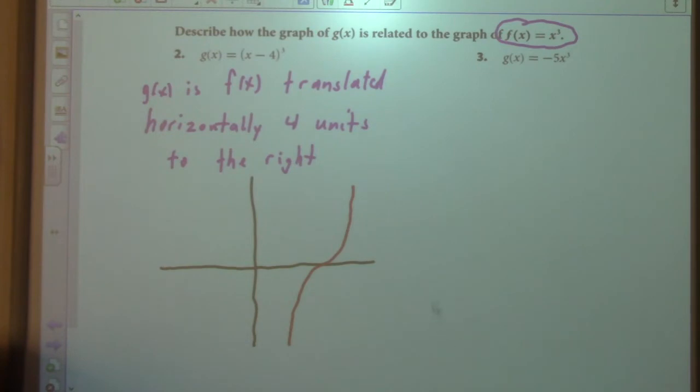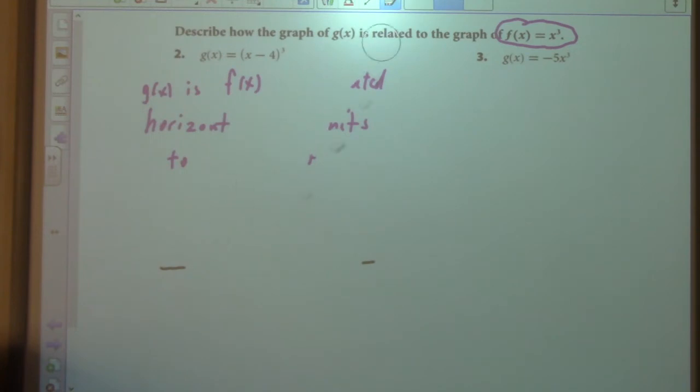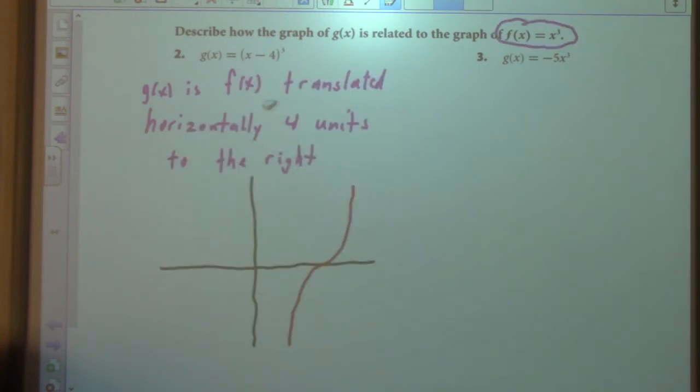Okay, number 3. Let's get number 3 going here. What's happening with number 3? Again, the basic thing is going to start out, g of x is f of x, blank, blank, blank, blank, blank, right? That's what the form of the answer is going to be.